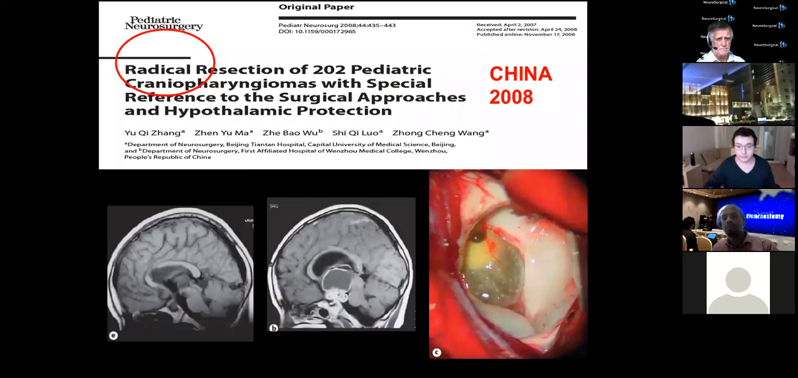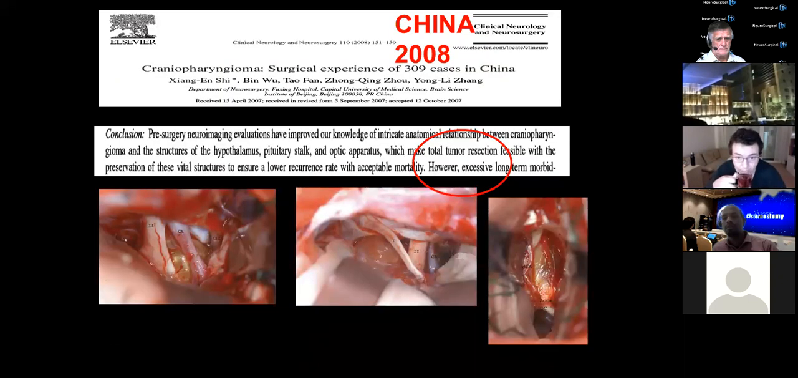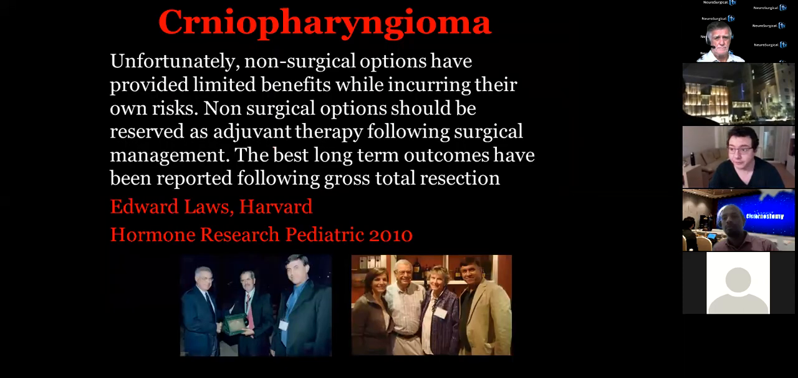From China, radical resection. Again from China, radical resection, total resection. This is from Edward Laws. If you don't know Ed Laws, he is the giant of pituitary and sellar tumors. Giant of giants of pituitary. Together with others, but he's the most prominent. He was the chairman of the Neurosurgical Society, and he's the chairman of the American College of Surgeons.